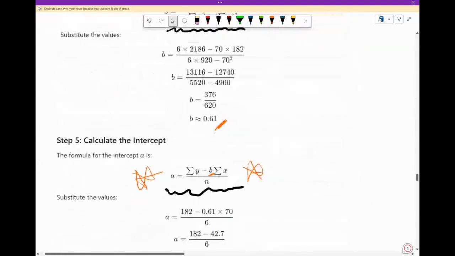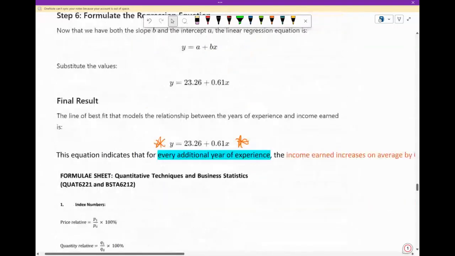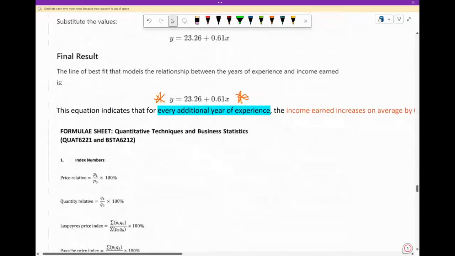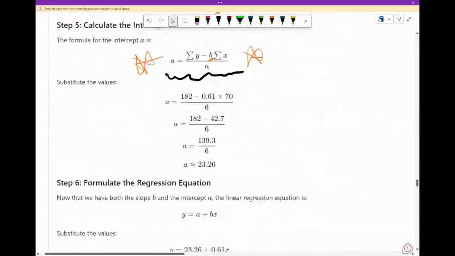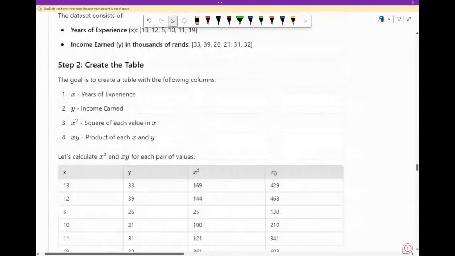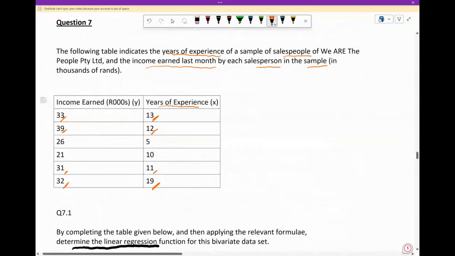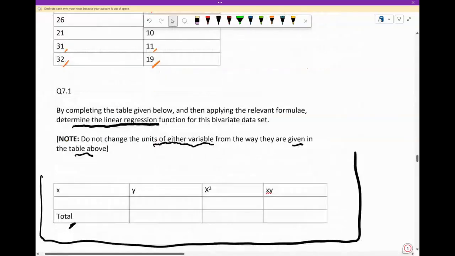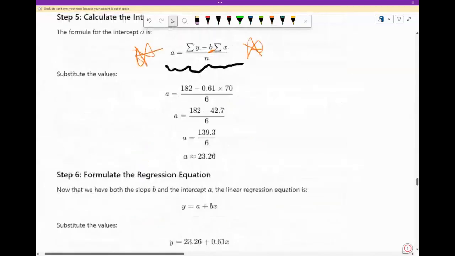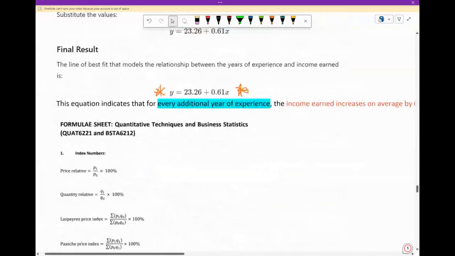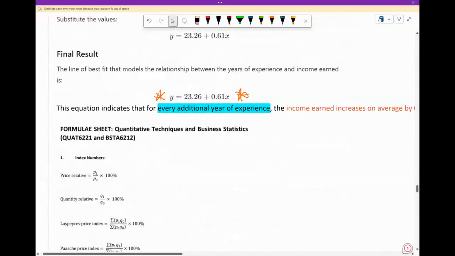So here, what are they then looking at? You can see Y. Well, what is X first? Let's see what X is. X should be the number of years of experience. Okay, so Y is the income earned last month. So we're saying Y is the dependent variable and X is the independent variable.